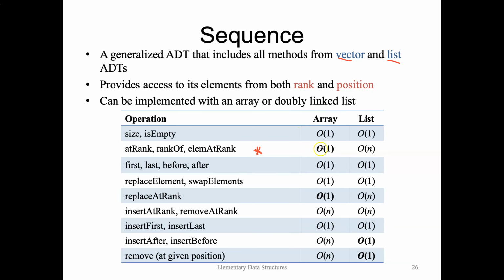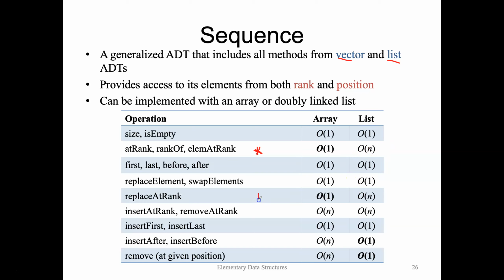With an array, we immediately have access to, for example, element at rank, and we can do that in constant time. But with a list, because we're not maintaining that rank, we have to move over n positions even to just count up if we want to find an element at a particular rank, to move over, say, n positions to find the element at rank n. So this is slower for a list. This takes linear time for a list.